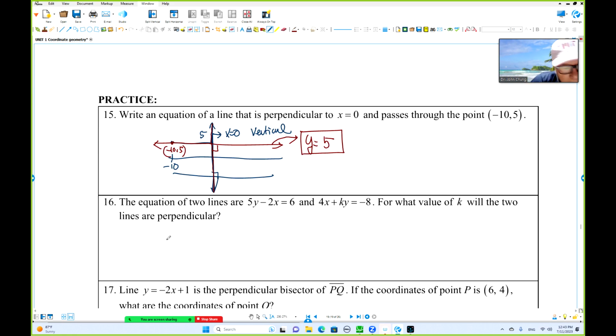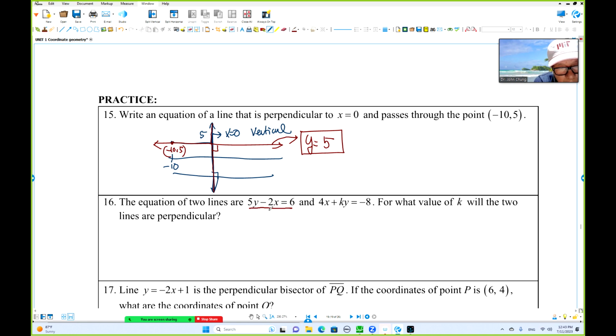Number 16. The equation of two lines: one is 5y minus 2x equals 6, the other is 4x plus ky equals negative 8. For what value of k will the two lines be perpendicular? Check their slopes, because perpendicular slopes are negative reciprocals. Now let's find the slope of each.